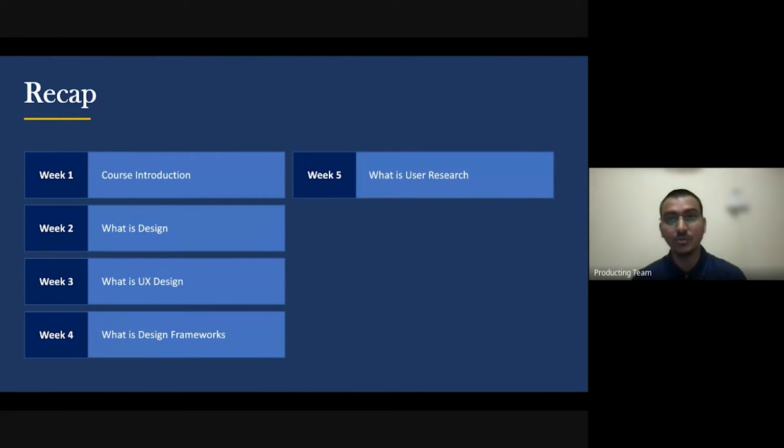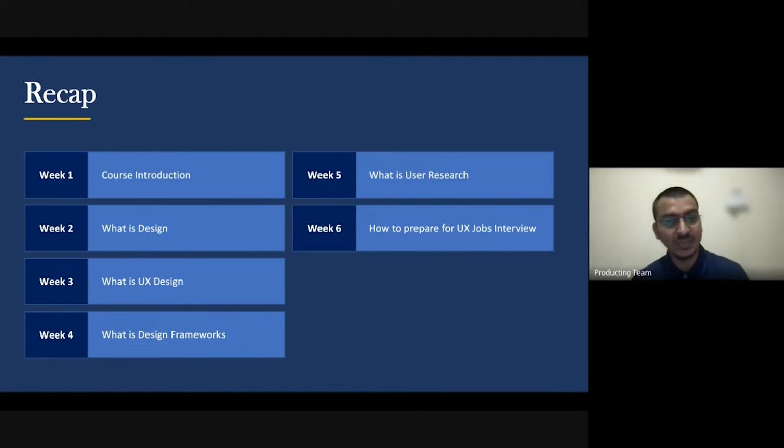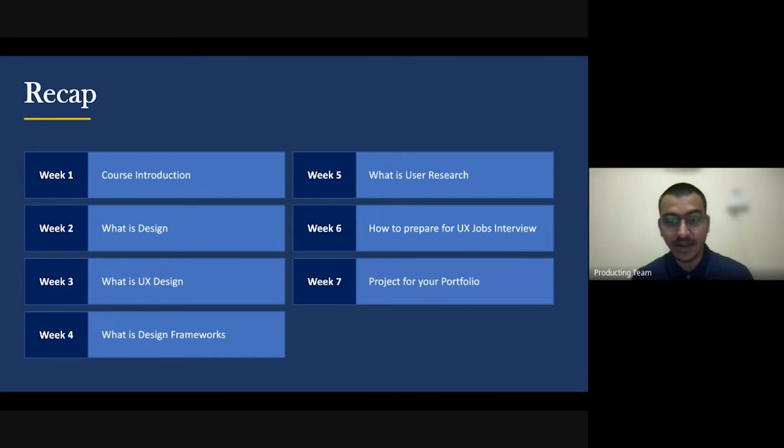Week 5, we talked about user research, how to do user research, and we talked a lot about user research there on week 5. On week 6, we talked about how to prepare for a UX job interview, where I gave you tips and tricks about what type of questions your hiring manager might be asking you, right? Last week, we talked about how to prepare projects for your portfolio, which was an awesome session which we had, and I've given you a practical problem statement to work on that.